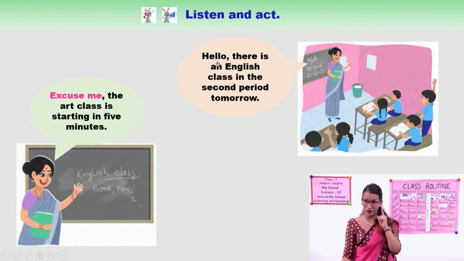Okay? Listen carefully. Hello. There is an English class in the second period tomorrow. Listen one more time. Hello, there is an English class in the second period tomorrow. Now your turn. No, chito parne haina. You need to stop in comma, okay? Good. Excellent. Okay.